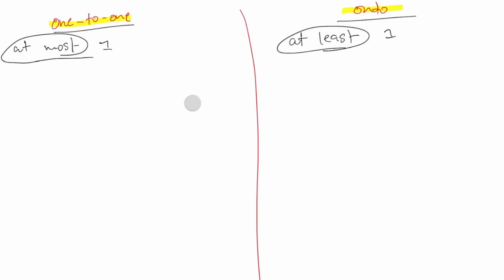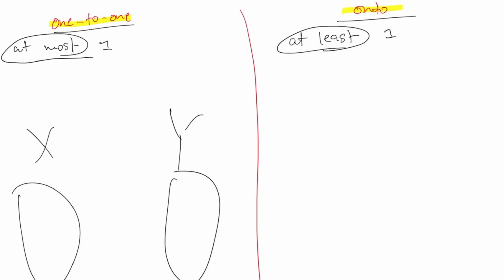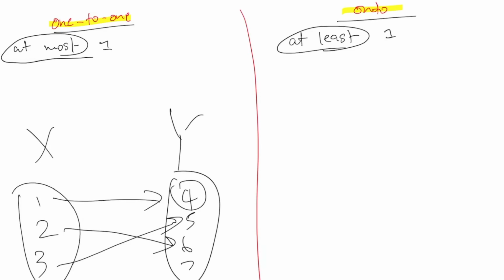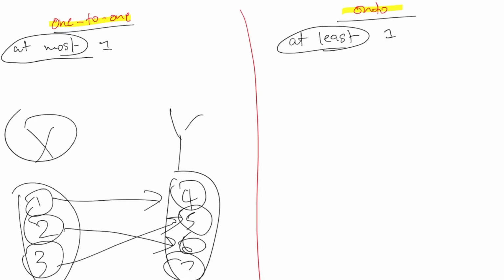Now the final case is here. Let's say we have 1, 2, 3, 4, 5, 6, 7. 3 to 5, 2 to 6, 1 to 4. 4, the output is related to just 1 input at most. 5 to 2, 6 to 3, 7. Nowhere to go. Or it's not being assigned to any input in the set of inputs X.